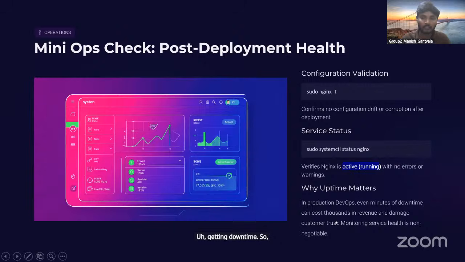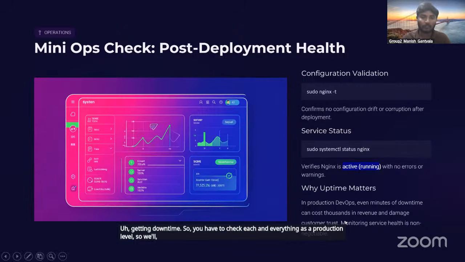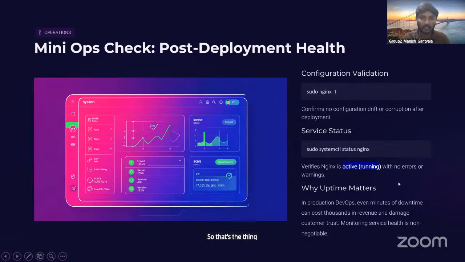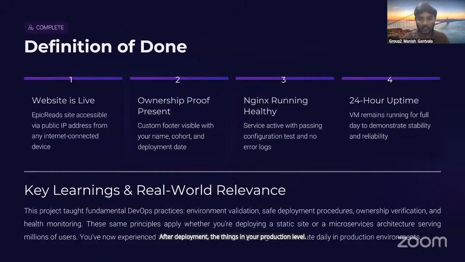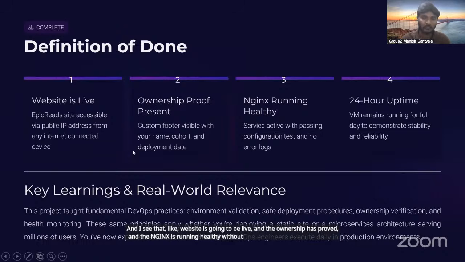So we have to check each and everything at a production level. So we'll get to know what is happening behind the scenes. That's the thing we have to do exactly after deployment, at a production level. Then it will be done, like a definition of done. Finally we can achieve that the website is live, the ownership is proved, and Nginx is running healthy without errors, and it has 24 by 7 uptime.